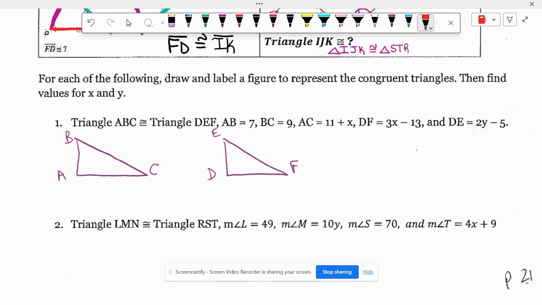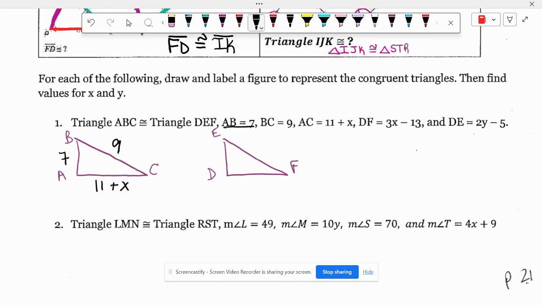And then it says, just fill in the measurements that are given and see if you can solve for X and Y. So I know that segment AB equals 7. So I'm just going to put a number 7 over here. And I know that segment BC equals 9. And I know that segment AC is 11 plus X.